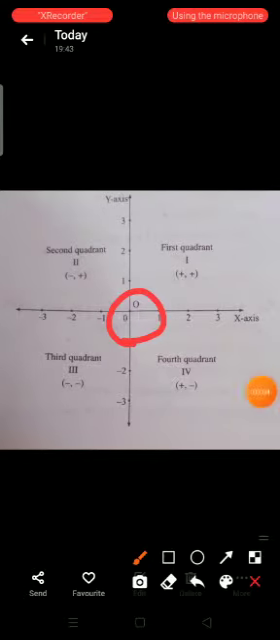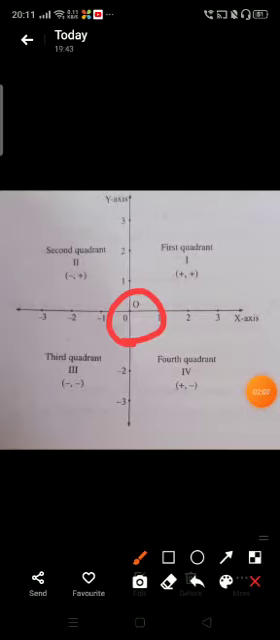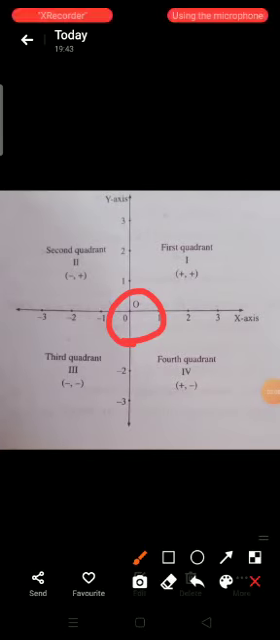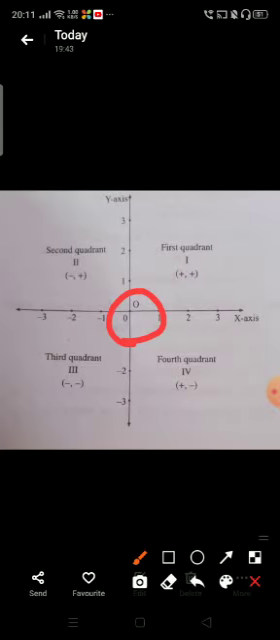The middle point where these two lines come and intersect each other is known as origin. Clear? Then next we come to quadrants.